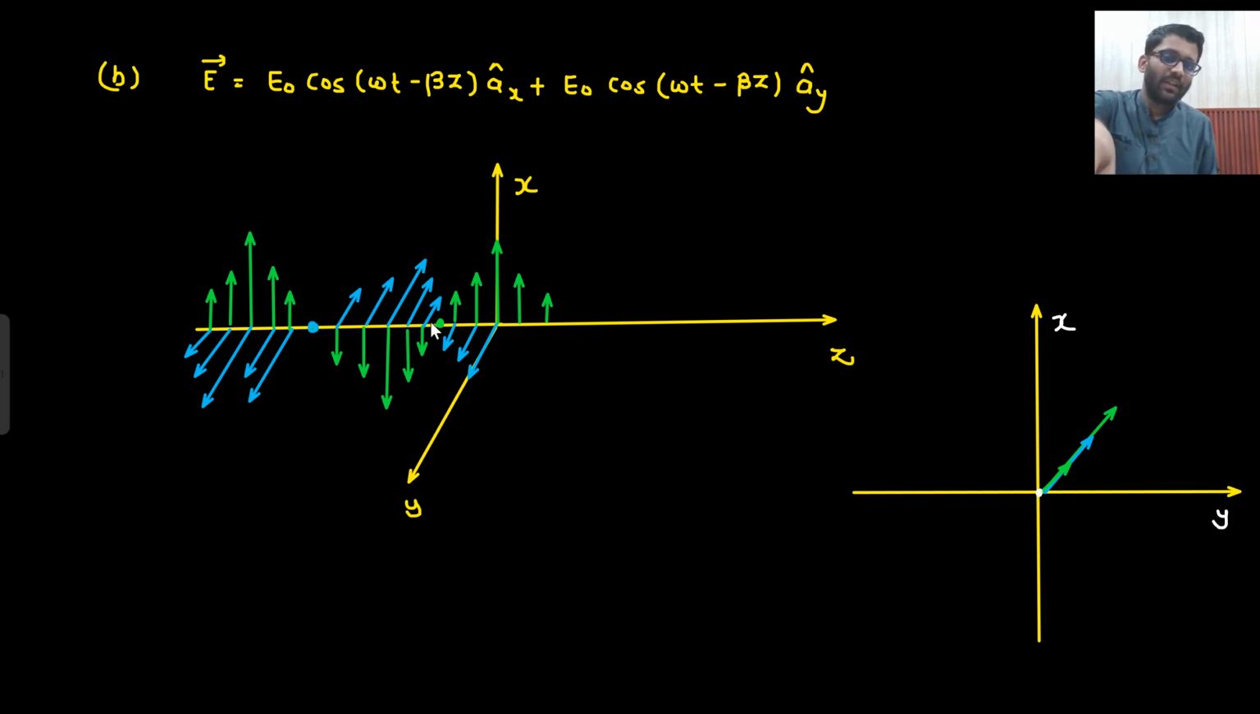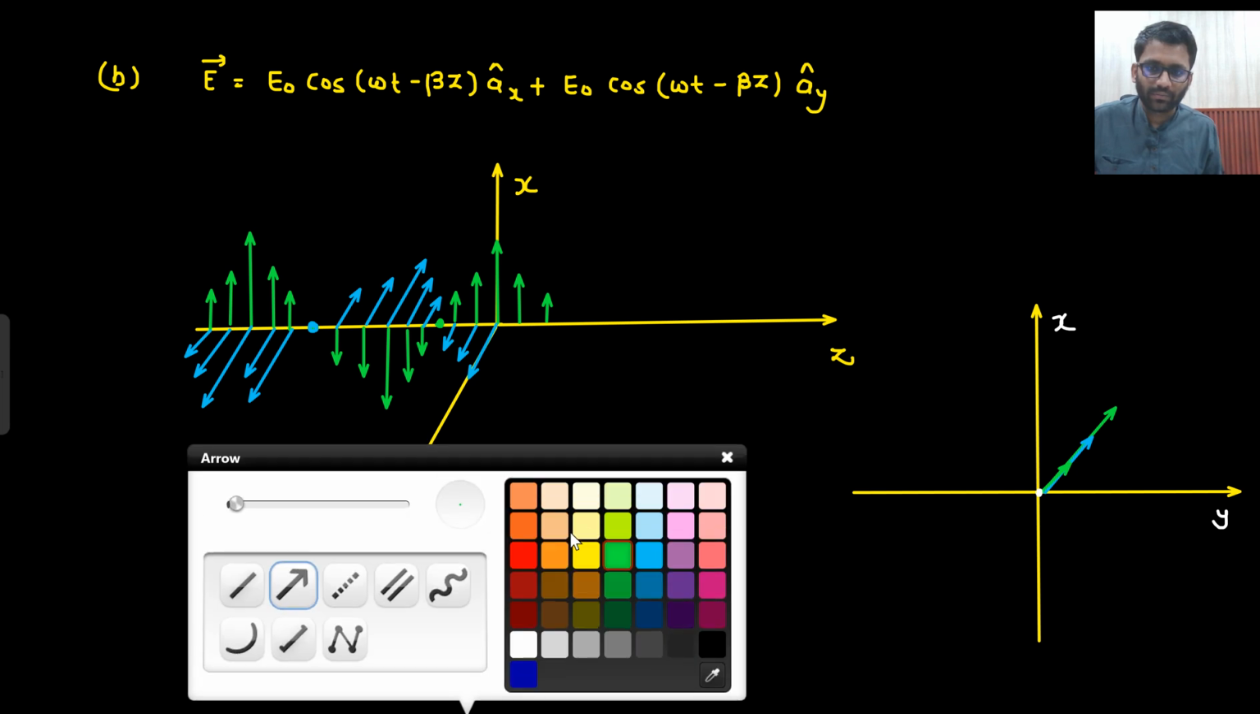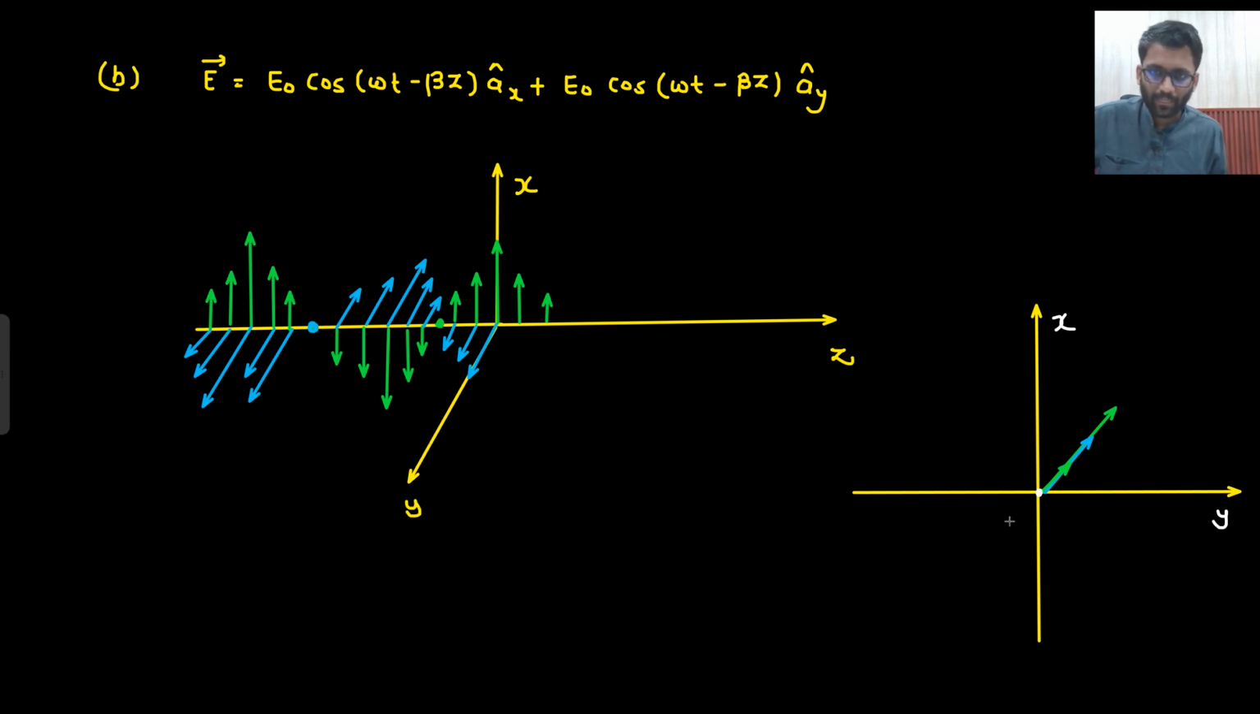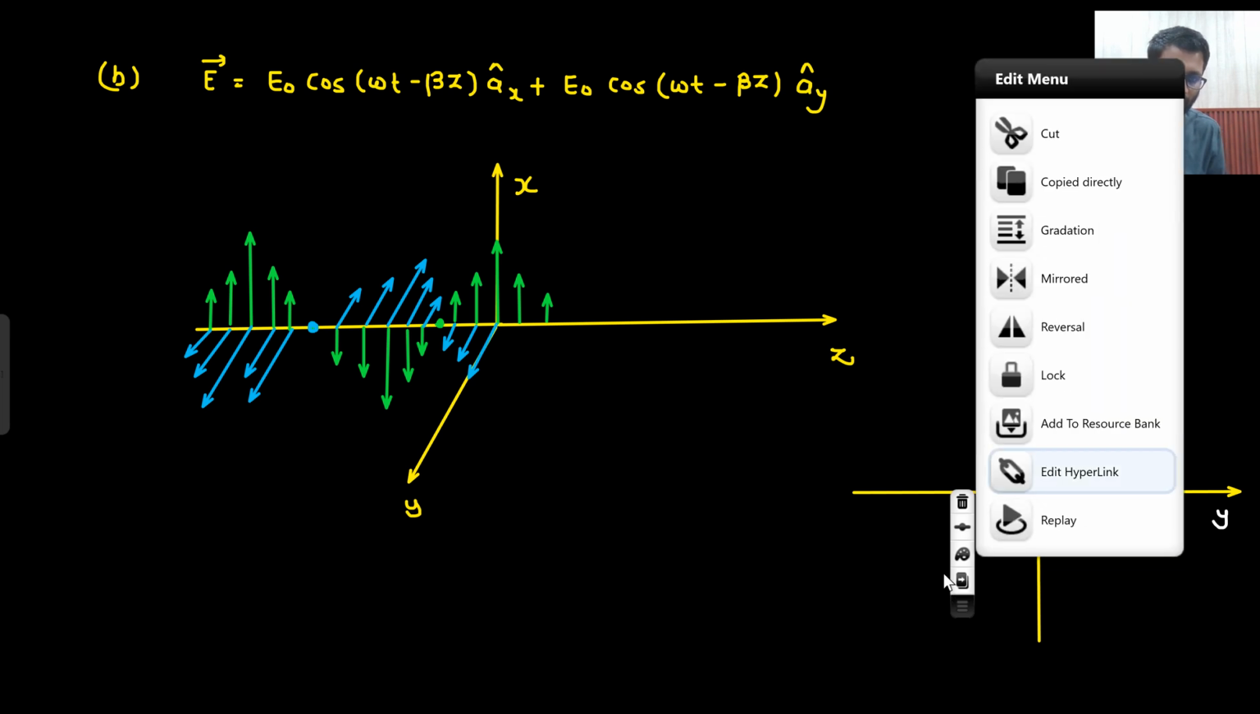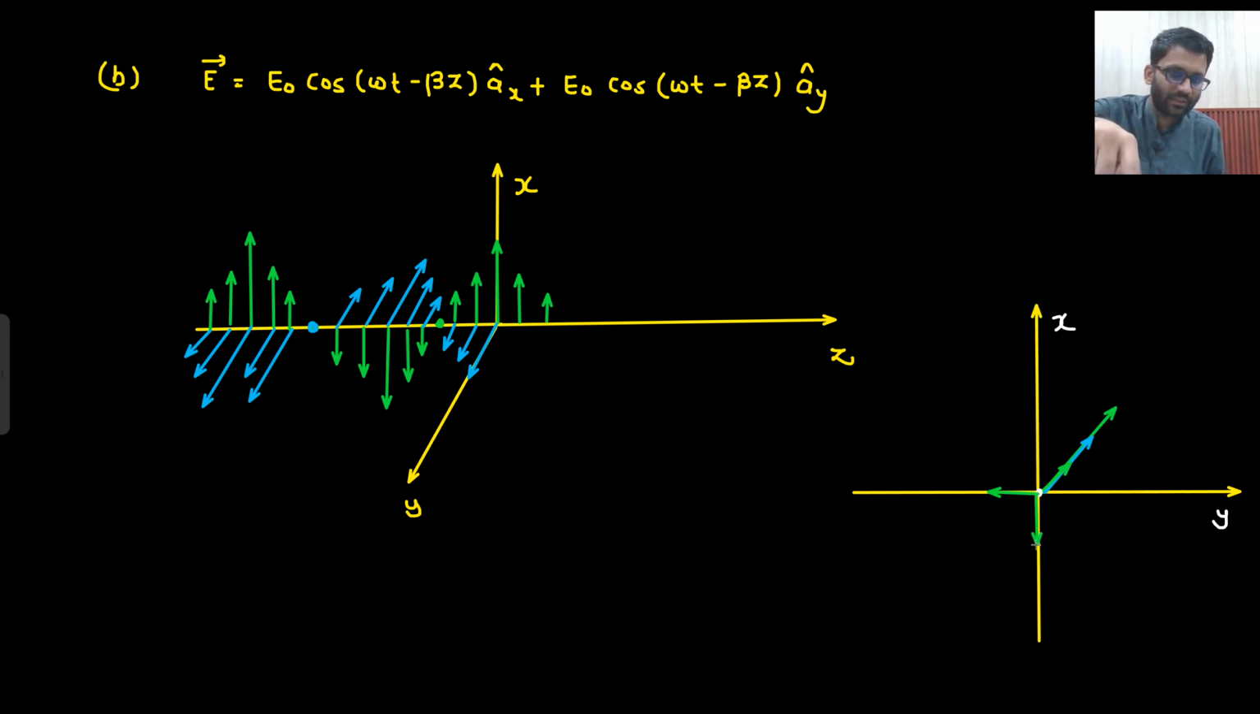Now what about this? Along minus y and along minus x. Are you able to see this y? Are you able to see this? Along minus y and along minus x, right? So what will be the equivalent? This small one will be the equivalent.